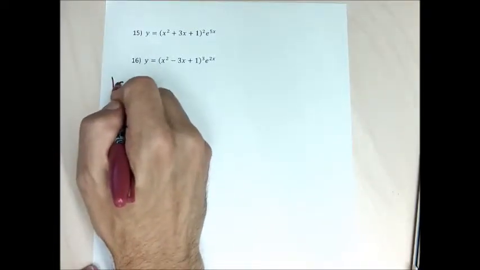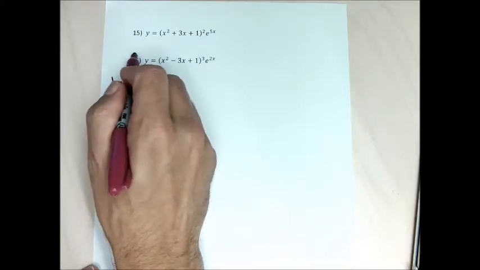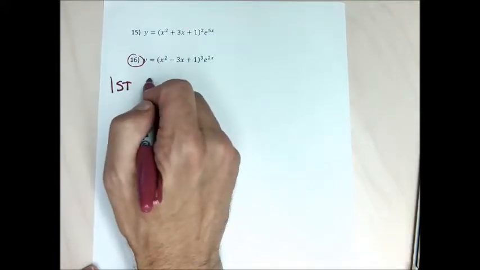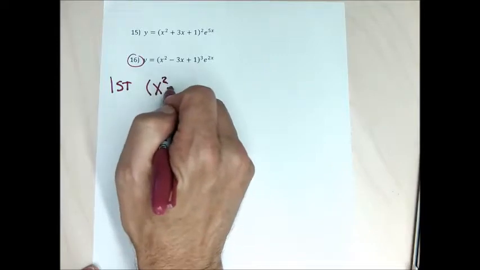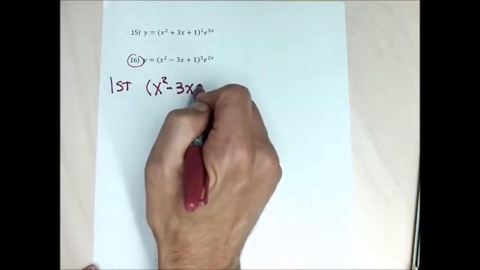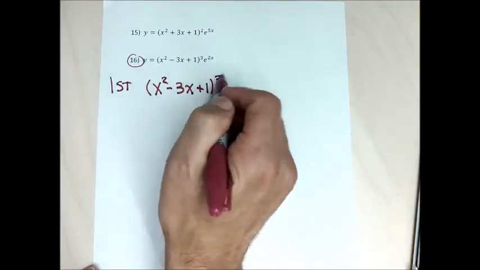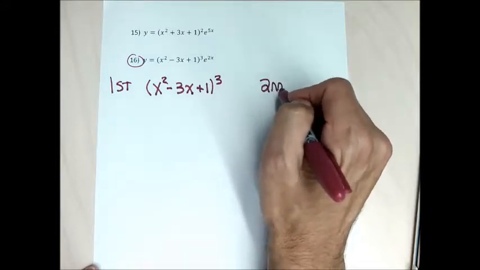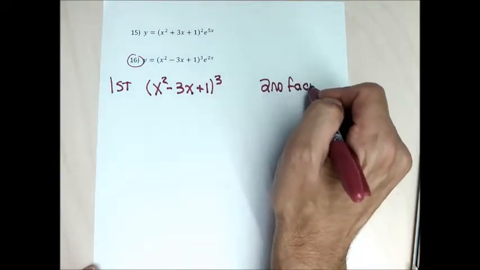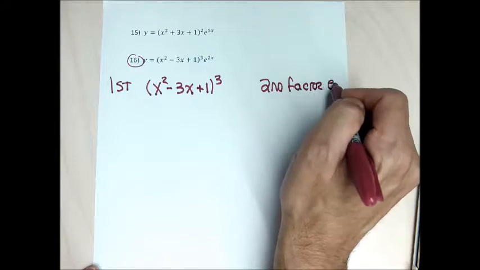Multiplication, both factors have an x, so I need the product rule. So for my 16, my first factor is going to be x squared minus 3x plus 1 cubed. My second factor, e to the 2x.